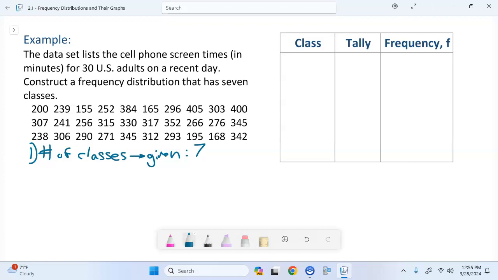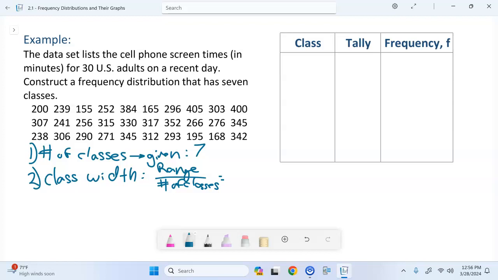Most of the time, I'm going to be giving you how many classes we want. Researchers have to make an arbitrary decision, and sometimes they try different class widths to see what's going to work best, which one highlights the trends in the data better. Second step is to find the class width. In order to do that, we have to have the range divided by the number of classes. My range is my minimum value subtracted from my maximum value.